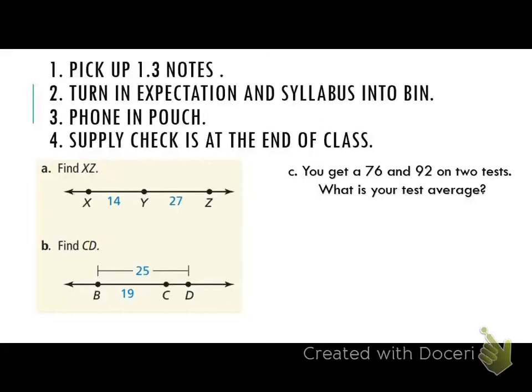What does it mean when it says, that's an X? What does it mean when it says XZ like that? The total. The length. So if you don't remember, when there's no line above it, it means the length of a segment.